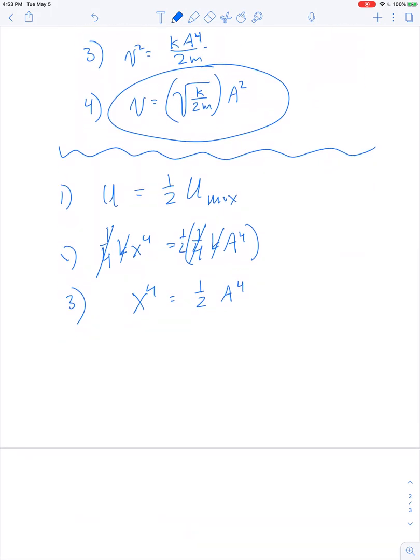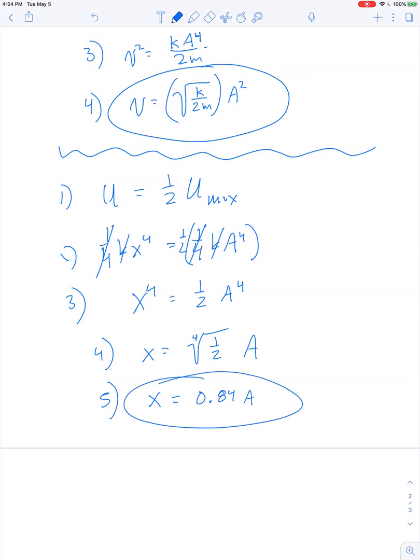Take the fourth root of both sides of this equation, and we get x is equal to the fourth root of 1/2 multiplied by a. You can grab your calculators and verify. This corresponds to x is equal to about 0.84 of the amplitude, 84% of the amplitude.